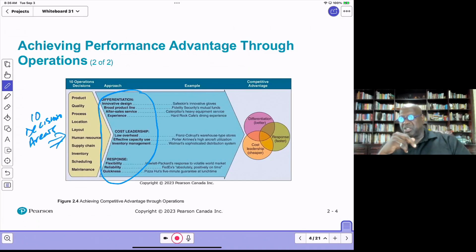So those 10 decision areas of OM, as we say, contribute to each of those. So if we're talking about differentiation, product design becomes quite critical, because you want to design unique products that create an experience for your consumers, right? At the same time, if you're focusing on response, then things like your location, your layout, your scheduling, all of those things can impact your ability to respond very quickly. All right, and so we have some examples of different companies.